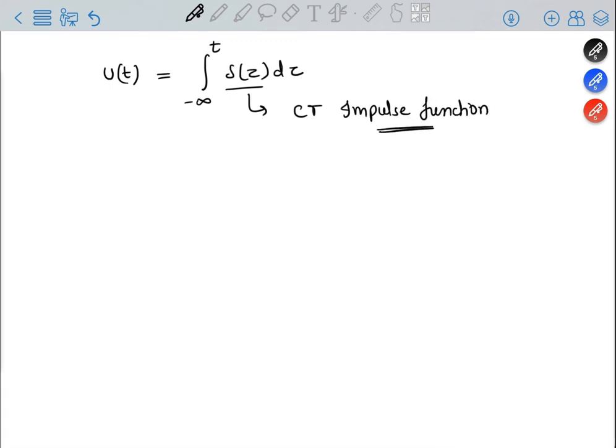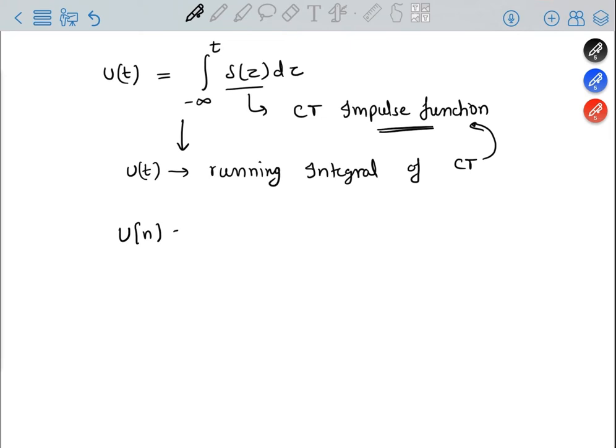We can interpret this equation as: the unit step signal is the running integral of our continuous time impulse signal. This is analogous to the discrete time case where we said that u[n] is equal to the summation from minus infinity to n of delta[m]. So that was a running sum, and here we are saying that this is the running integral of our continuous time impulse function.